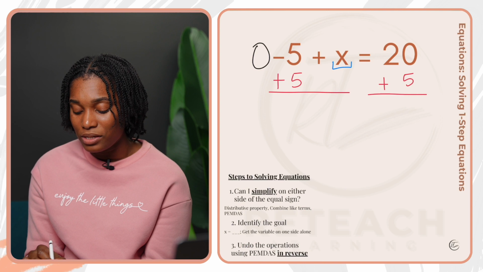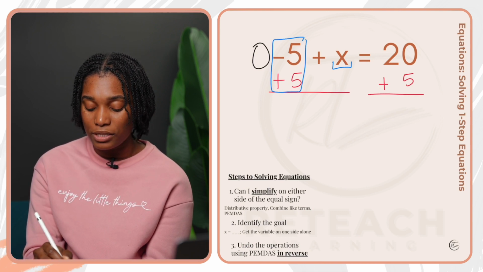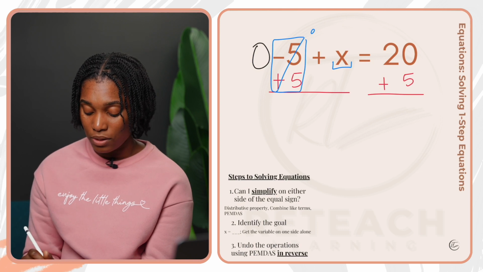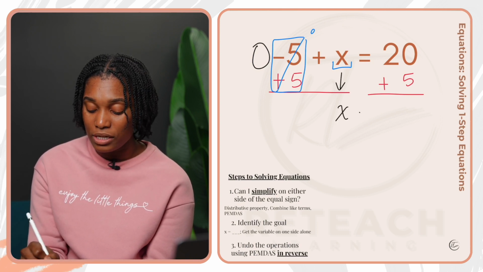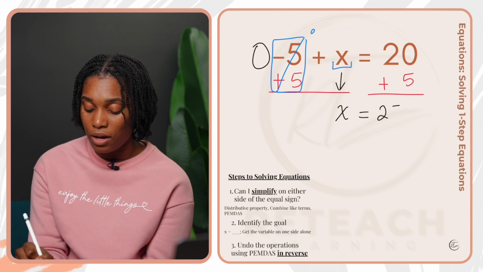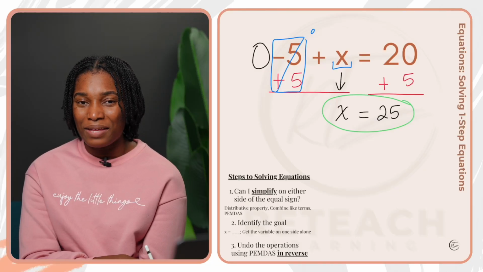All right, so let's go ahead and do the math. -5 plus 5 is going to be 0. All right, the x, I haven't touched it yet, so that stays there. And then 20 plus 5 is 25. All right, good. So my final answer is 25. All right, so you can look back at that again.